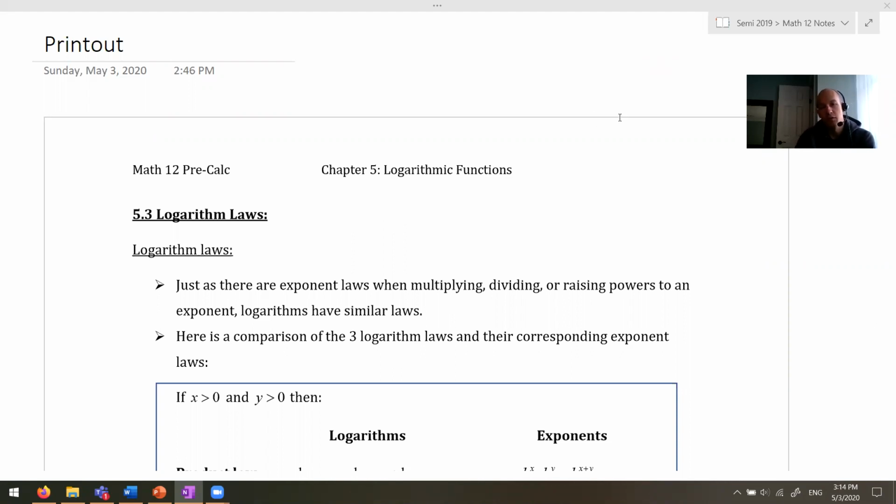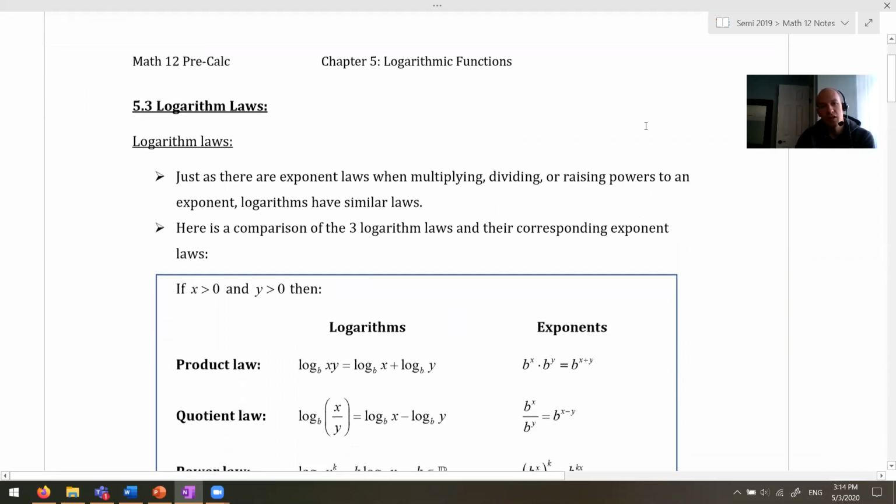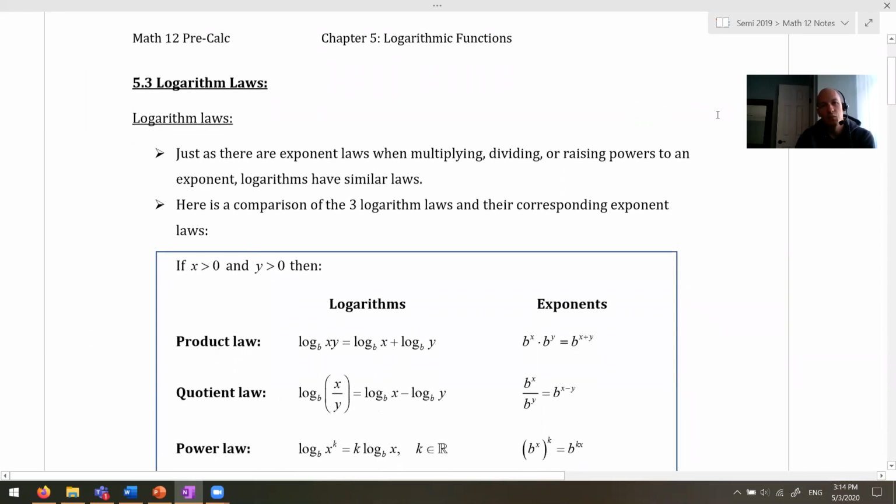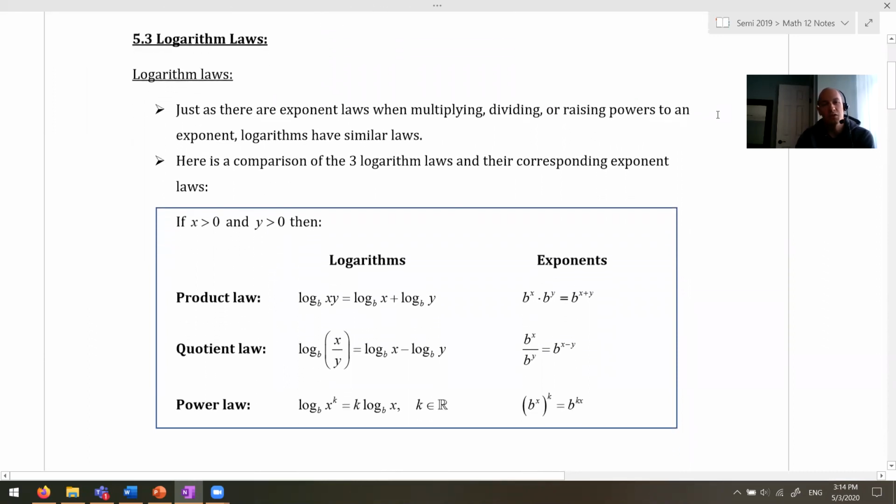So 5.3, Logarithm Laws. Basically, there's not a whole heck of a lot to say here. What we'll do is we'll be looking at a few laws of logarithms, and then we're going to spend our time working through some examples. So let's have a look here.